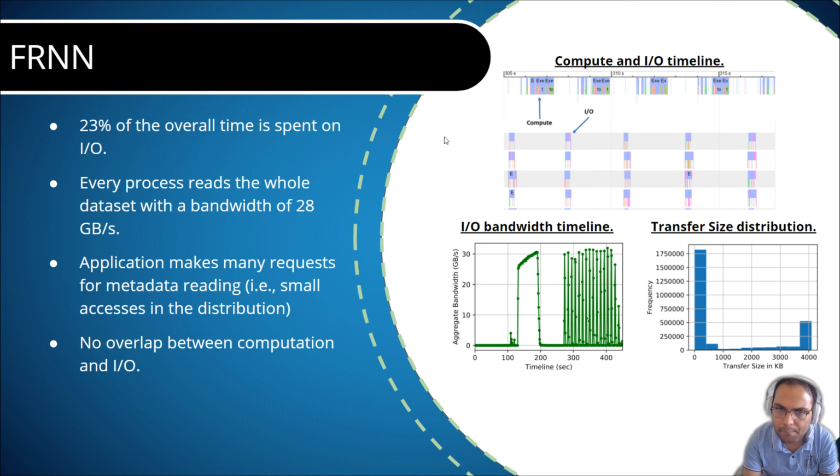The FRNN application spends 23% of its time in I/O. It reads a 6 gigabyte dataset using NumPy APIs with an aggregate bandwidth of 28 gigabytes per second. There are two types of requests. One is metadata and the other is data. However, the frequency of metadata calls, as shown on the transfer size distribution, dominates within the application. Also, there is no overlap in the application between computation and I/O.